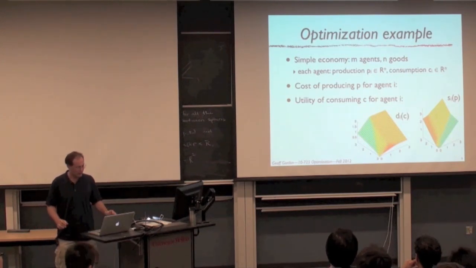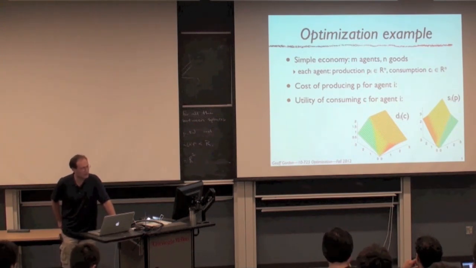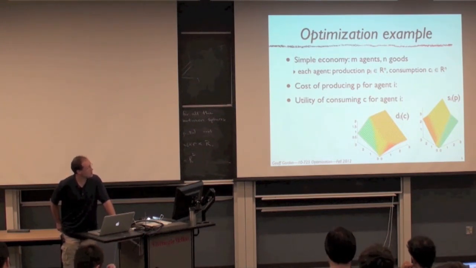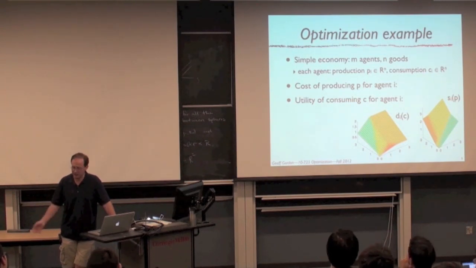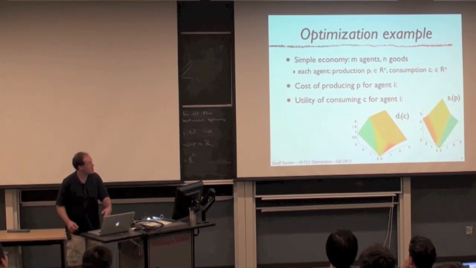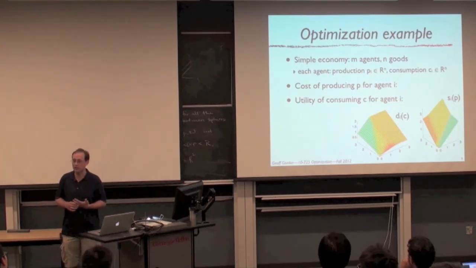All right, so let's start with an example of an optimization. This is the sort of thing that all of you will be able to analyze in your sleep by the end of the course. So suppose we have a simple economy that has M agents in it and N goods. These goods are things like a left sneaker and a right sneaker, or tickets to a Pirates game. So each agent has the possibility of producing or consuming all of these goods.